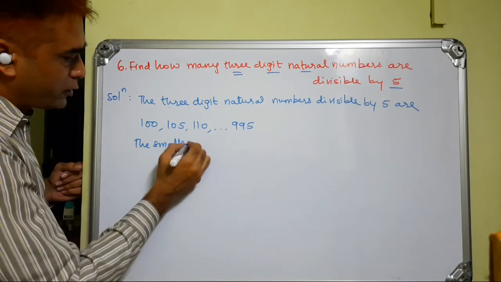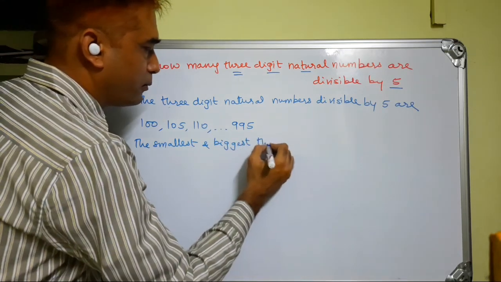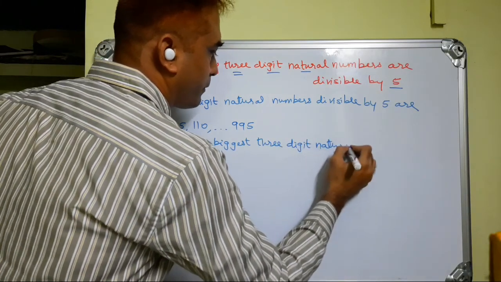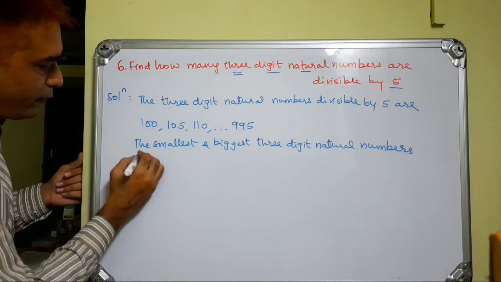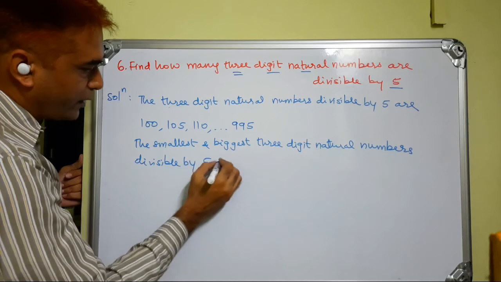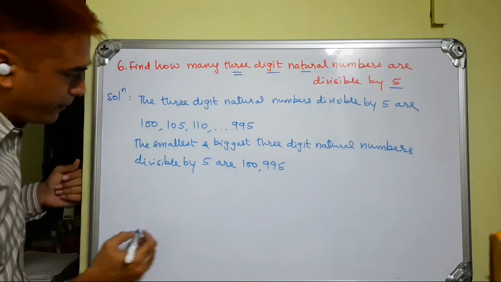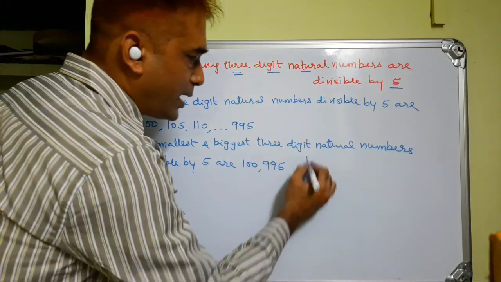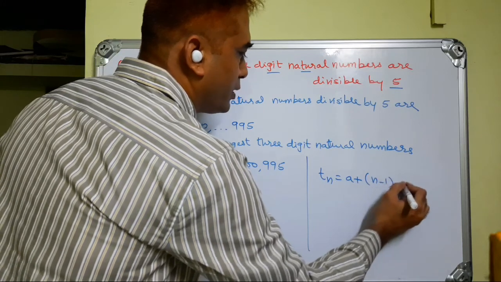So the smallest and biggest 3-digit natural numbers divisible by 5 are 100 and 995. So in this AP, now again we will apply the formula. Which formula? Tn equals a plus (n minus 1) d.